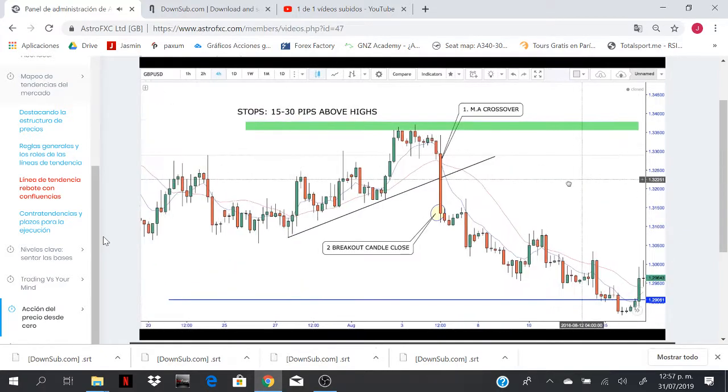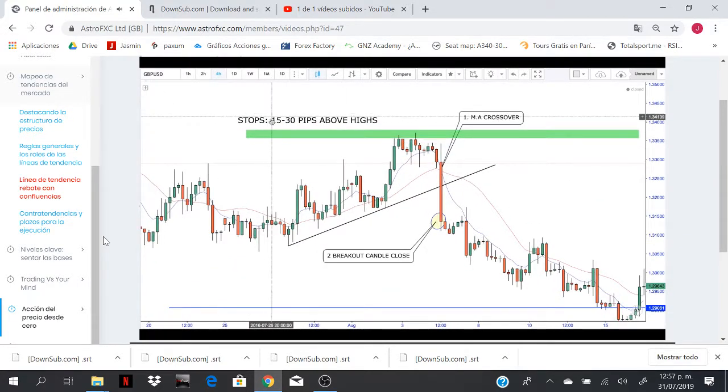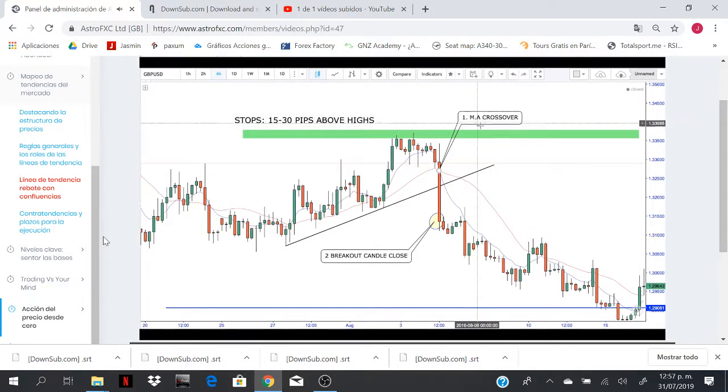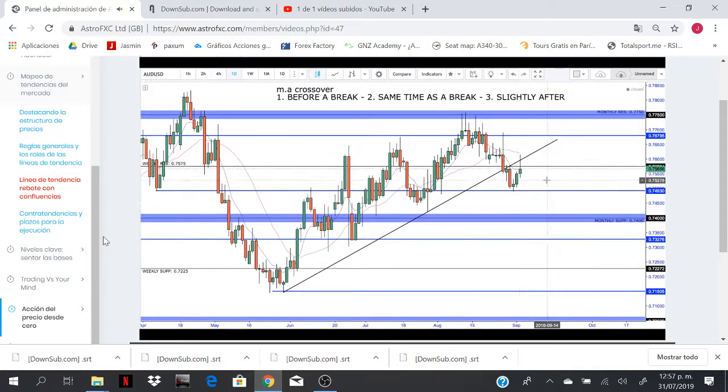We'll get into that in the next video. But generally speaking, we're looking at stops 15 to 30 pips above the highs or lows, looking out for the moving average crossover and then the breakout close as well. So there's two ways we can do this. We can use it as directional bias on the weeklies, dailies. Again, you can enter on the daily.